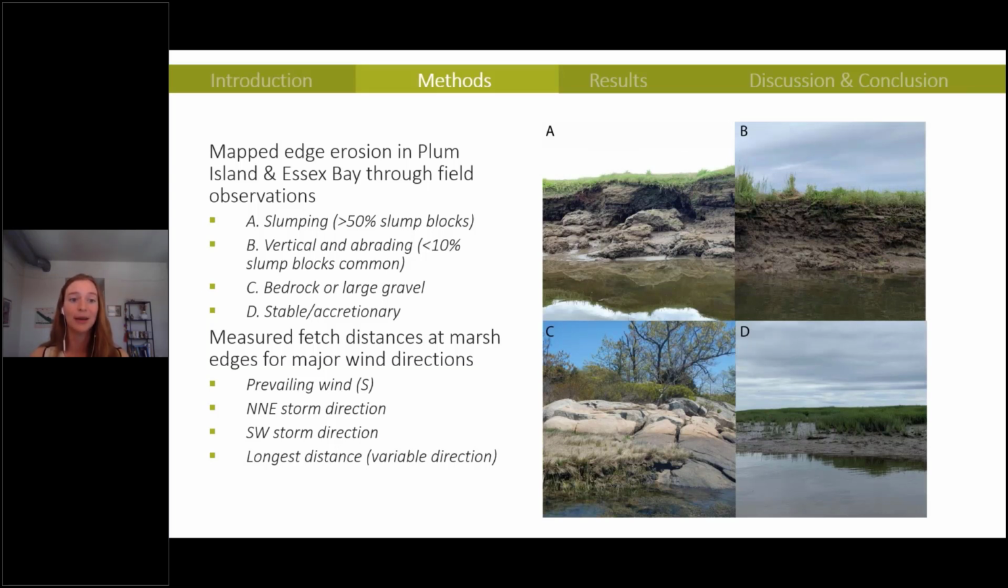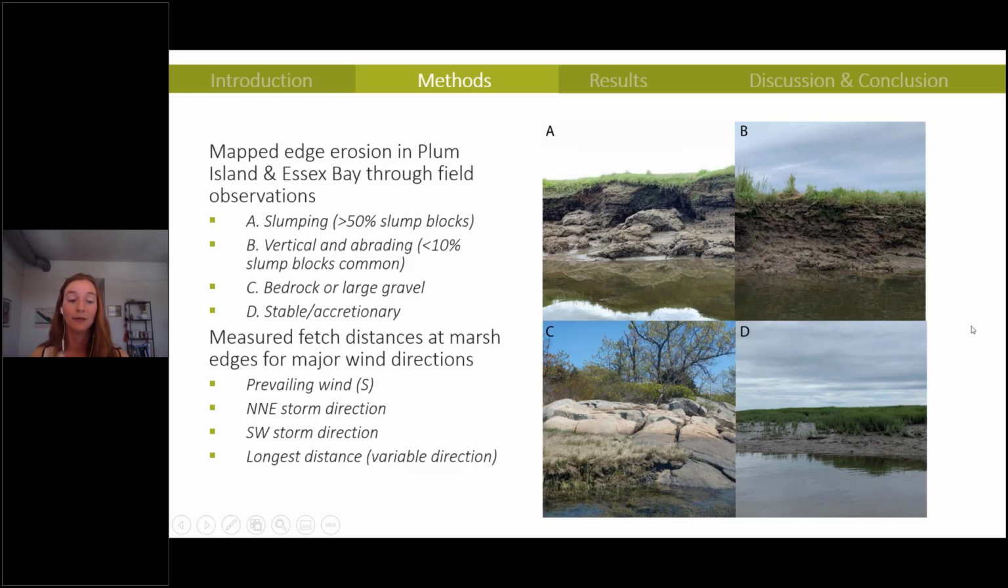And so to start, we mapped the whole marsh system. By foot or by boat, we mapped the marsh edge and classified it into 4 different categories. The first is slumping, which is an eroding edge that is occurring mostly through mass failure, so big slump blocks just calving off of the marsh bank, as you can see here in panel A. Also, we saw vertical and abrading marsh edges. So these edges were vertical and there weren't really many slump blocks, but it was still eroding. There was also bedrock or large gravel, as you can see in panel C. This area does have some outcrops, and rocks are less easily eroded than the marsh itself.